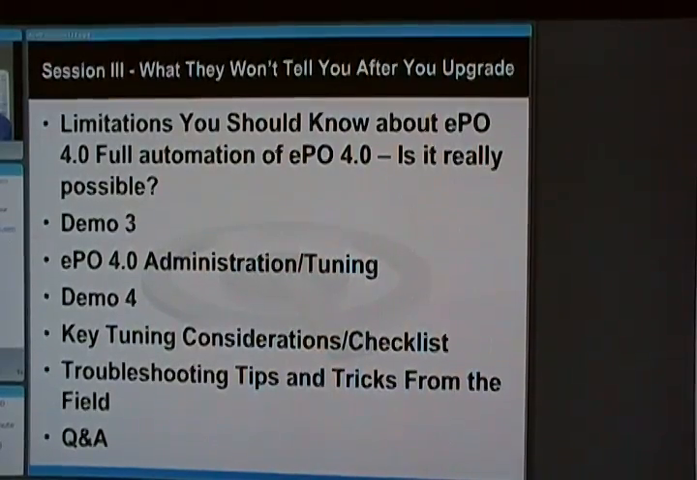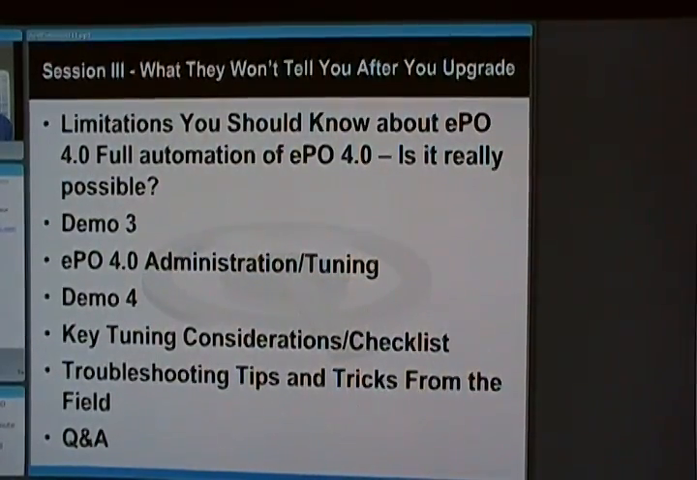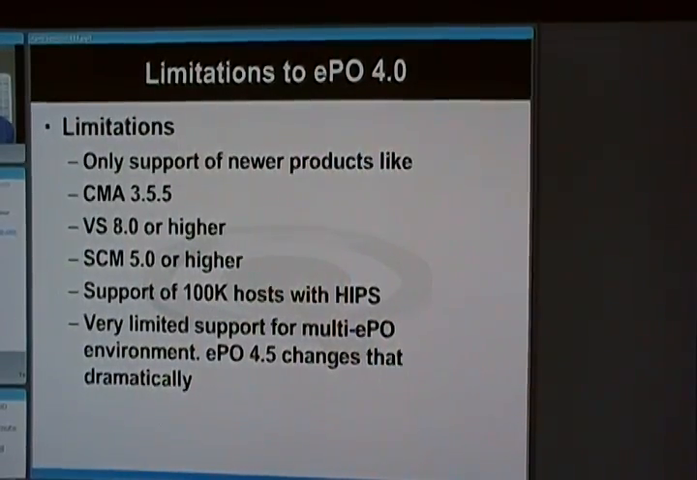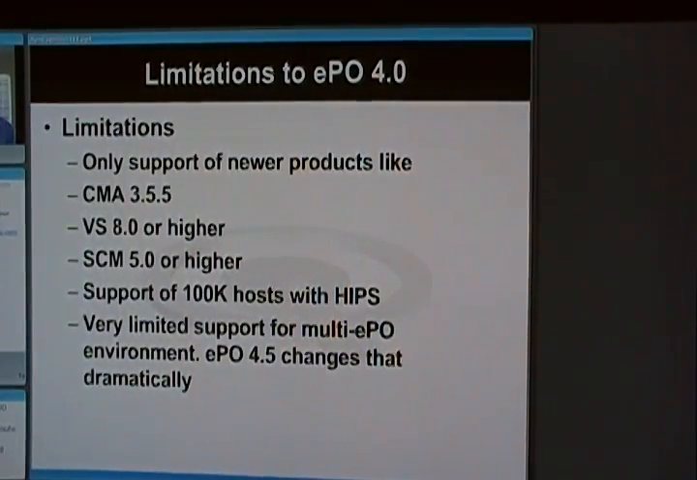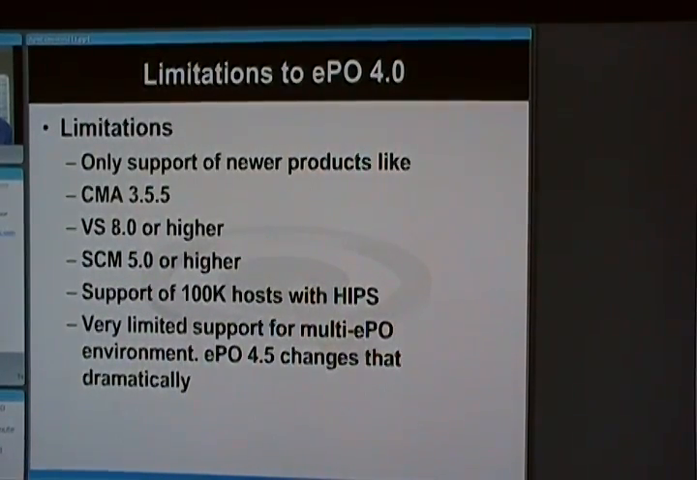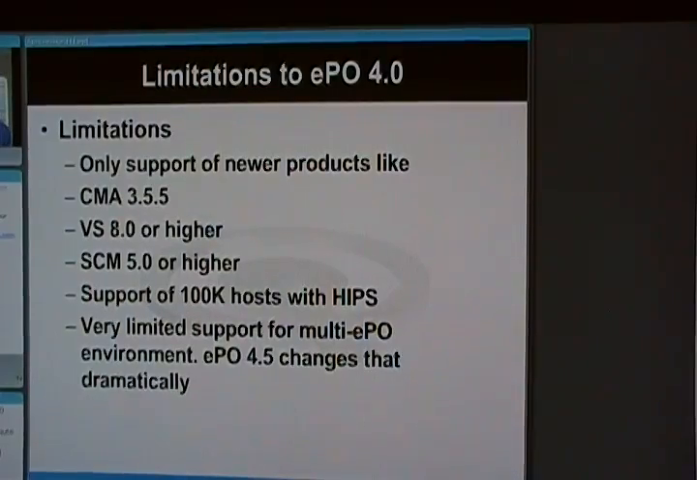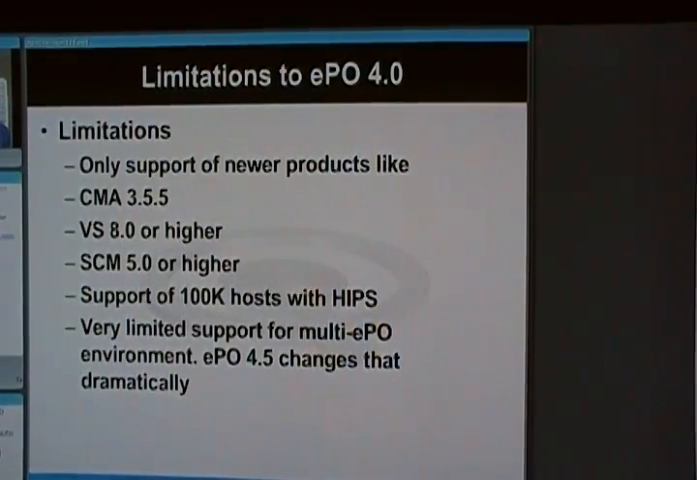So some of the limitations of EPO 4.0, which we kind of already looked at, were only supported for newer products like CMA 3.5.5 or higher, FireScan 8.0i or higher, SCM 5.0, which is Secure Content Management, or the new name, which is the Internet Gateway. With HIPS, it only supports up to 100,000 hosts. Without HIPS, we still have support for 250,000.